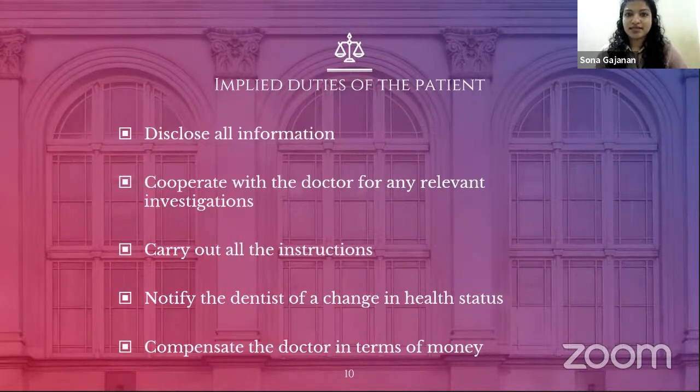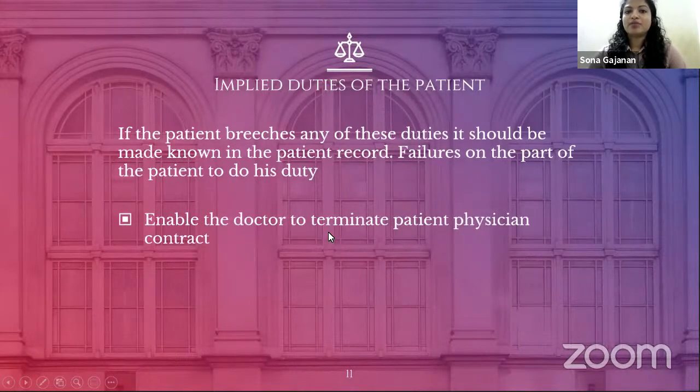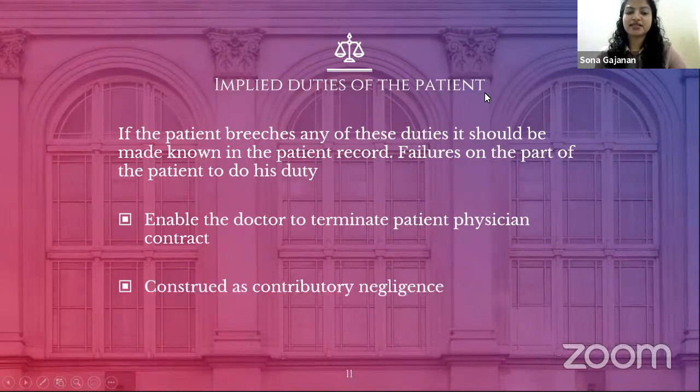So why is this important to know? If the patient breaches any of these duties, that should be mentioned in the patient record. Why should it be mentioned? Because this will enable the doctor to terminate the patient-physician contract if the patient breaches his duty. And it can also be construed as contributory negligence.